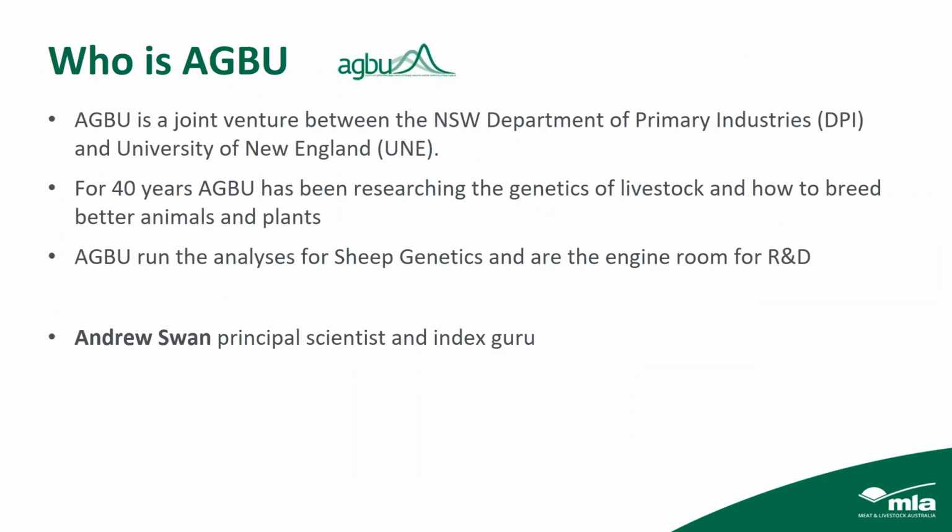The other side of Sheep Genetics is basically the forefront. We do a lot of the extension work and the day-to-day runnings. However, there's a huge team of people who are working on R&D development behind the scenes, and they are AGBU, the Animal Genetics and Breeding Unit. This is a joint venture between New South Wales Department of Primary Industries and the University of New England. AGBU has been around for 40 years and has been researching animal breeding in livestock for a very long time. And AGBU's essential role is they help run the analyses for Sheep Genetics, so they have the big computers that do the big churning of the data, and they're also our engine room for R&D.